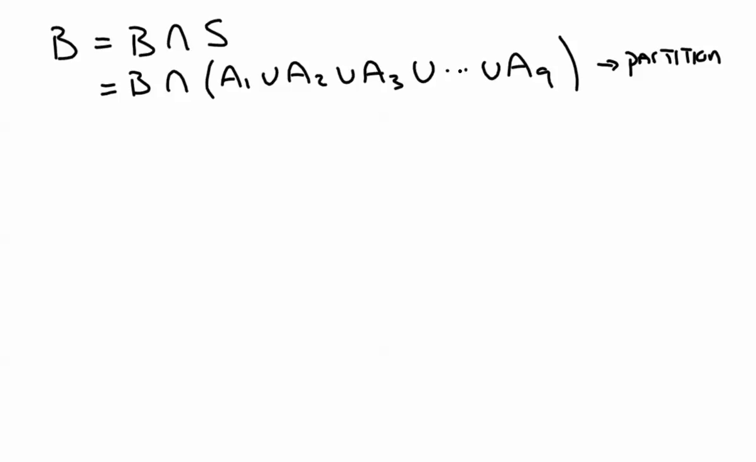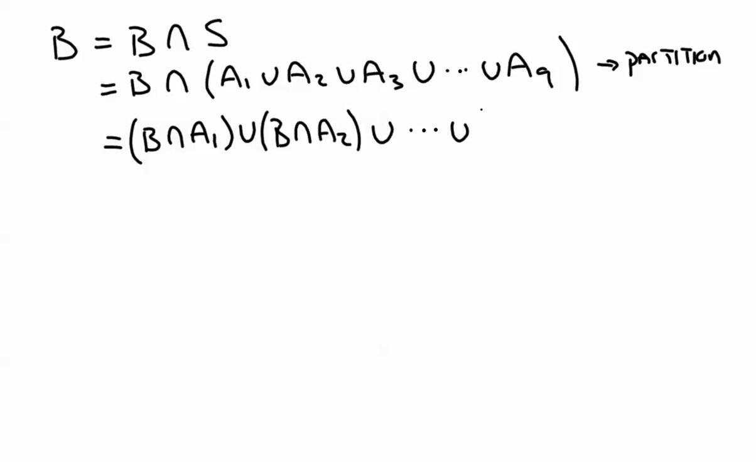Events A1 through A9 partition my sample space. All right? By using the distributive property, I then have B intersect A1 union B intersect A2 union and so on. And by the way, in the figure that I showed earlier, I used 9 events to partition my sample space S. I could have any number.